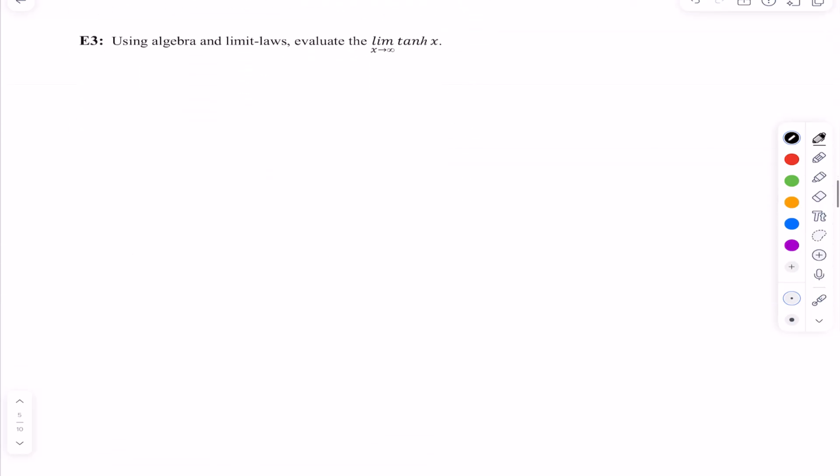Why don't we look at another evaluation or another example? Let's evaluate the limit of this function as x goes to infinity. Now, we have to be careful. We're going to use algebra, and if possible, we're going to use limit laws. We're going to start with an expression, and once again, we want to know if we could substitute for that expression.